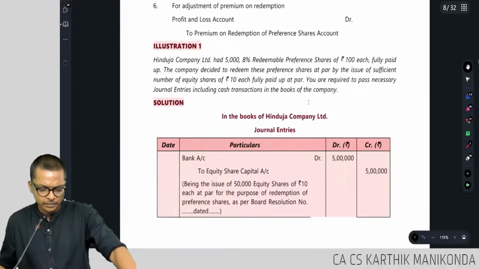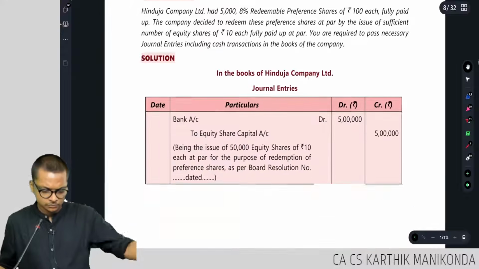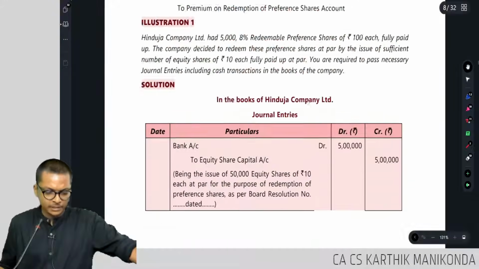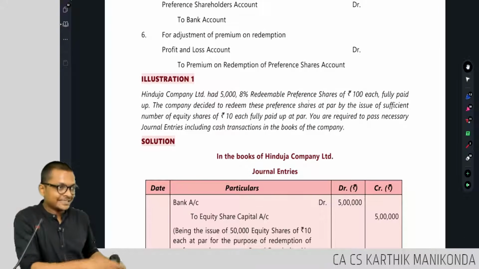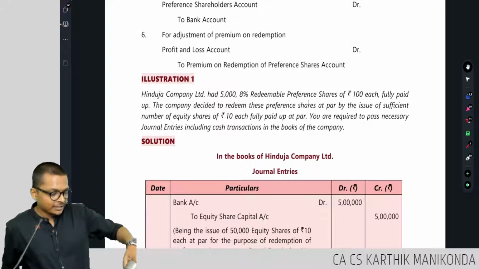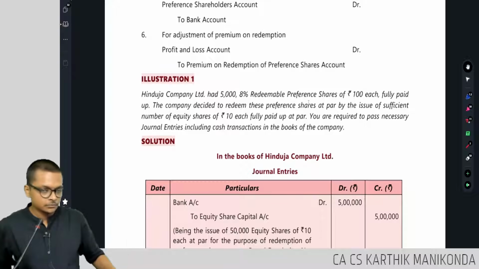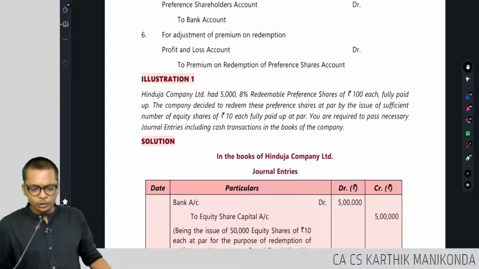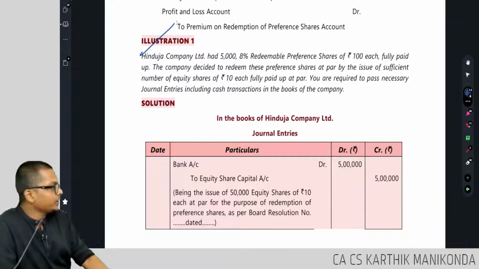Illustration 1. How many sums are there in total? 10 sums. Quickly we will do all the sums. I will not be solving all sums. I will read the question, go through the solution, and we will jump to the next one. Look at question 1, fairly easy. Don't expect it in the exam, but let's quickly do it.